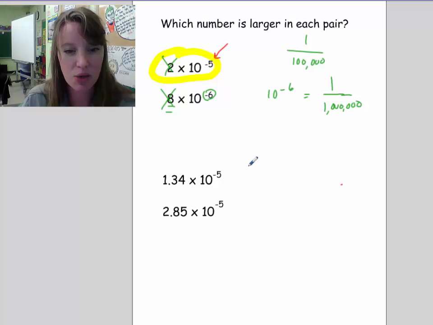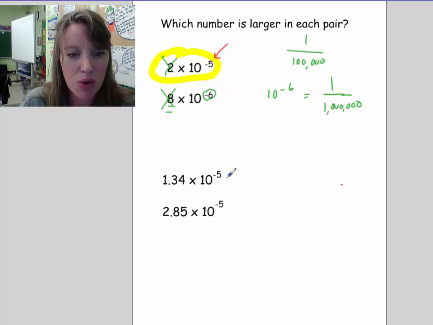Okay, in this next situation, they both have the same orders of magnitude. So in this situation, we do not refer to the orders of magnitude. We're actually going to refer to the coefficients, and let me show you why.